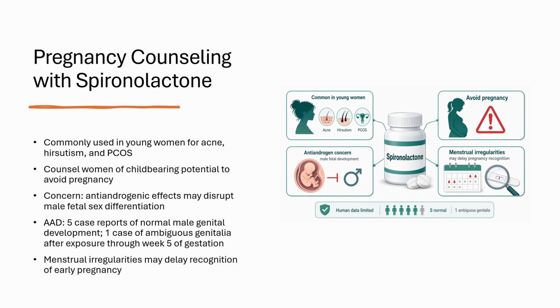Human evidence is limited but still concerning. The American Academy of Dermatology notes that human data are limited to a few case reports. 5 cases reported normal male genital development, while 1 case reported ambiguous genitalia after maternal spironolactone exposure through gestational week 5. Because spironolactone can cause menstrual irregularities, it can make it difficult for patients to recognize early pregnancy.